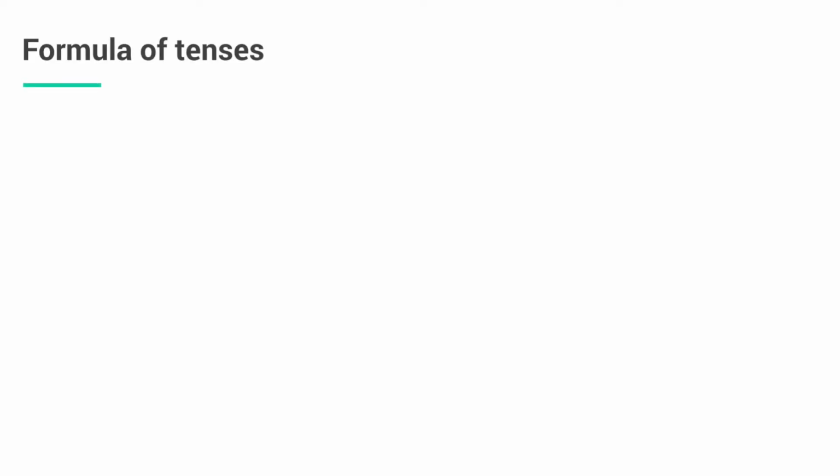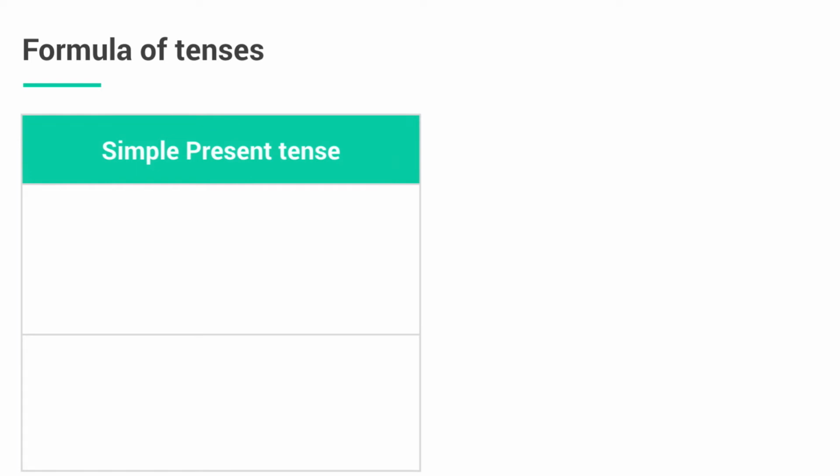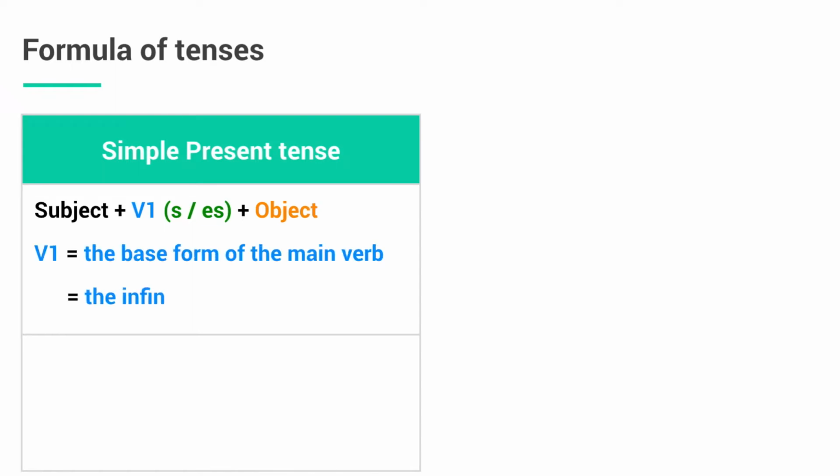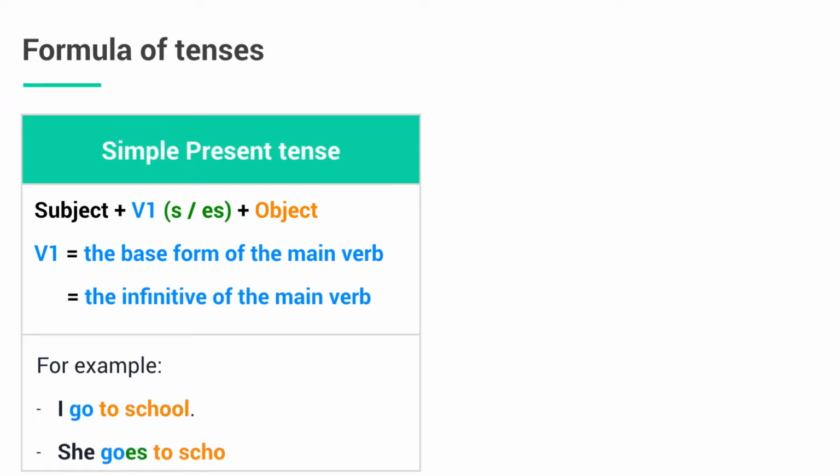Before doing assignments, I'd like to introduce the formula of the simple present and the present continuous tenses. How do we form the simple present tense? The simple present tense is formed with the subject plus V1 plus the object. V1 is the base form of the main verb or the infinitive of the main verb. In the third person singular, he, she, it, or a name, we put an s or es to the end of the base form. For example, I go to school. She goes to school.